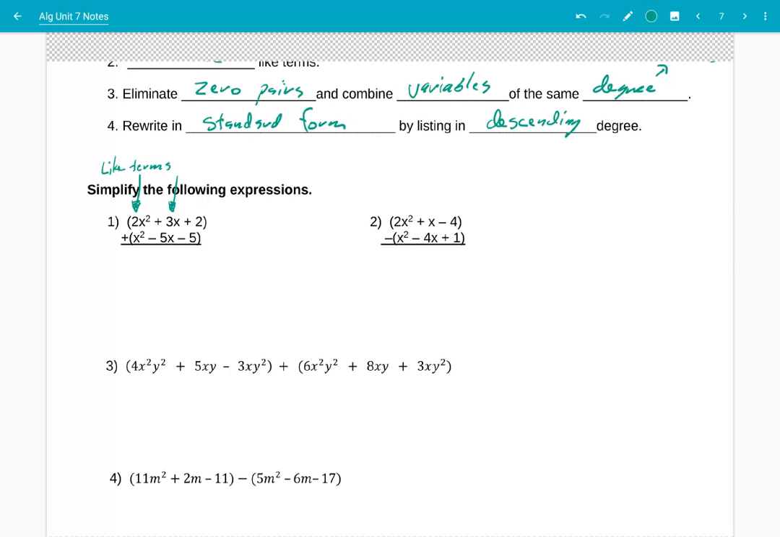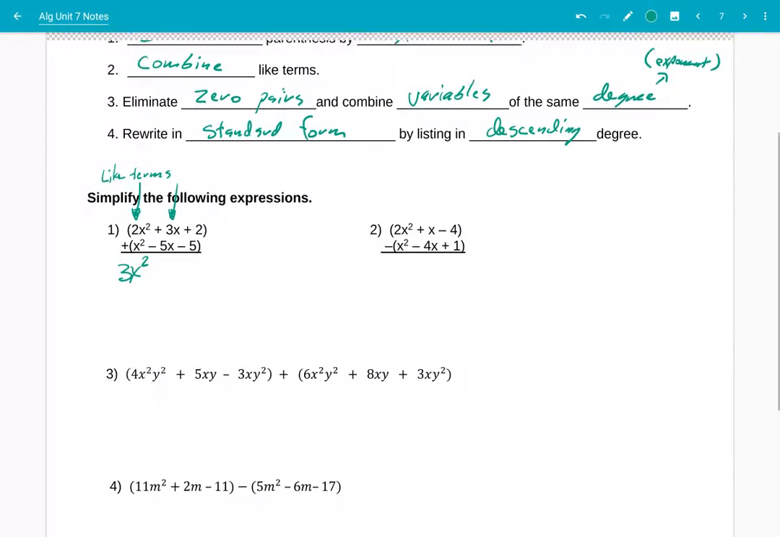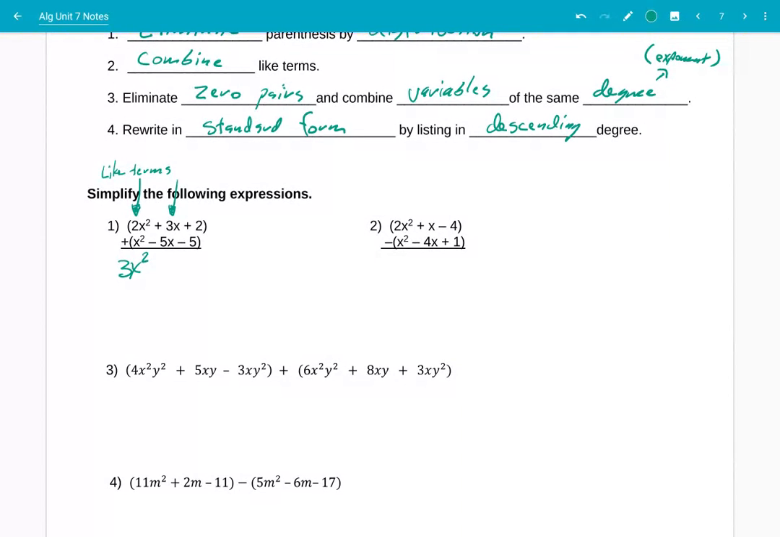Okay, so we're going to add this. 2x squared plus an x squared. That's 3x squared. Okay, 3x minus 5x. Well, 3 minus 5 is a negative 2, so there's negative 2x. And then 2 minus 5, that's a minus 3. So there's my simplification of those.